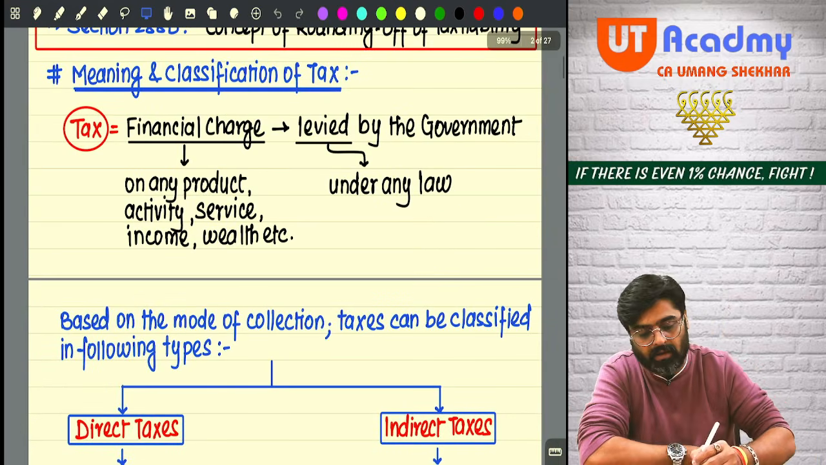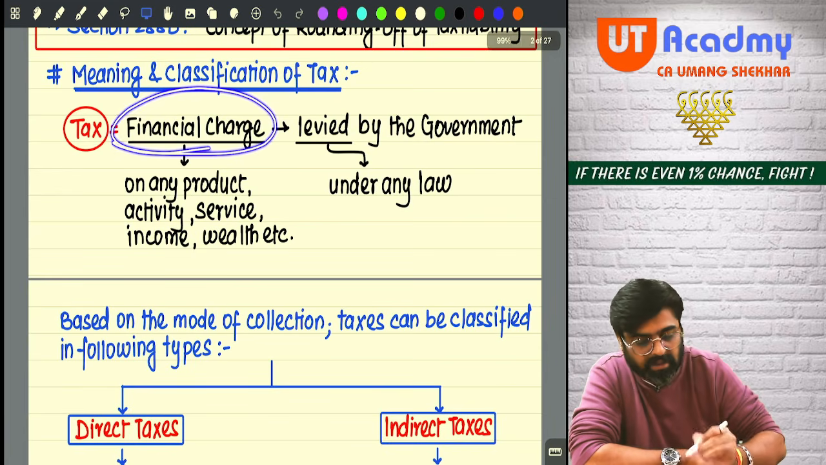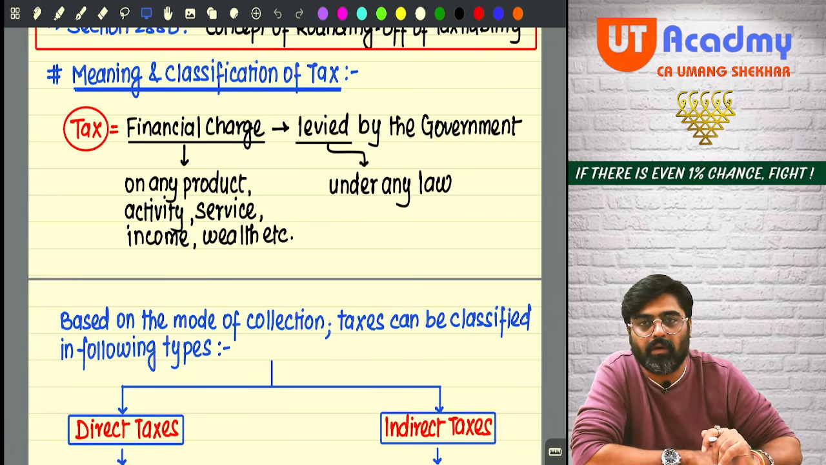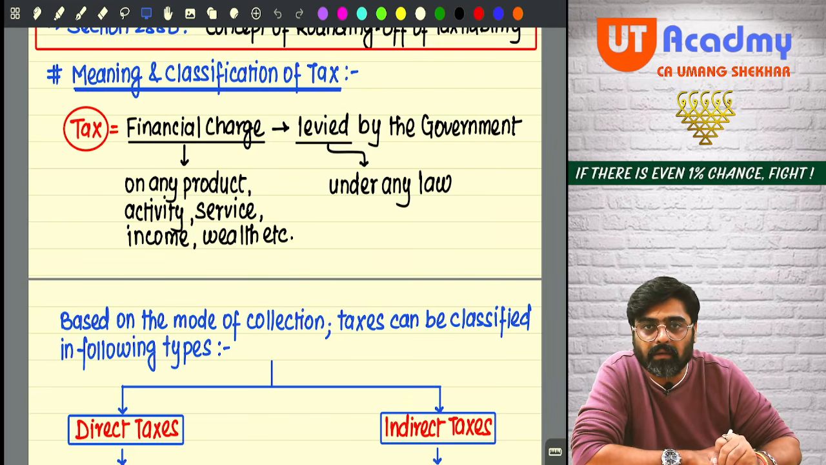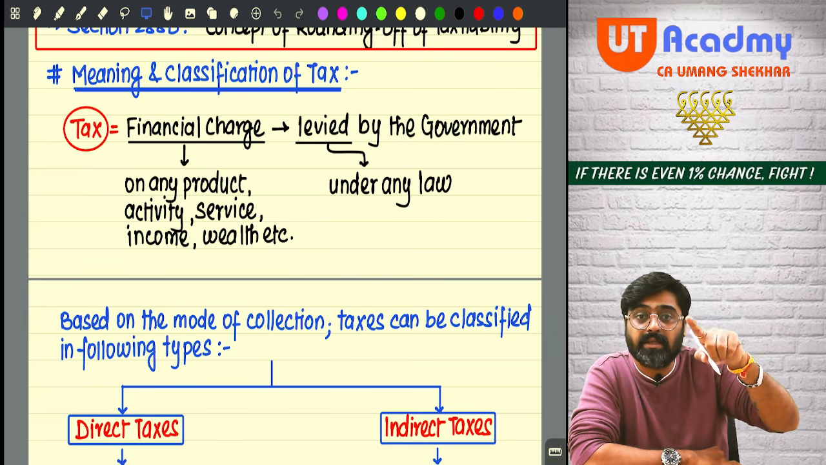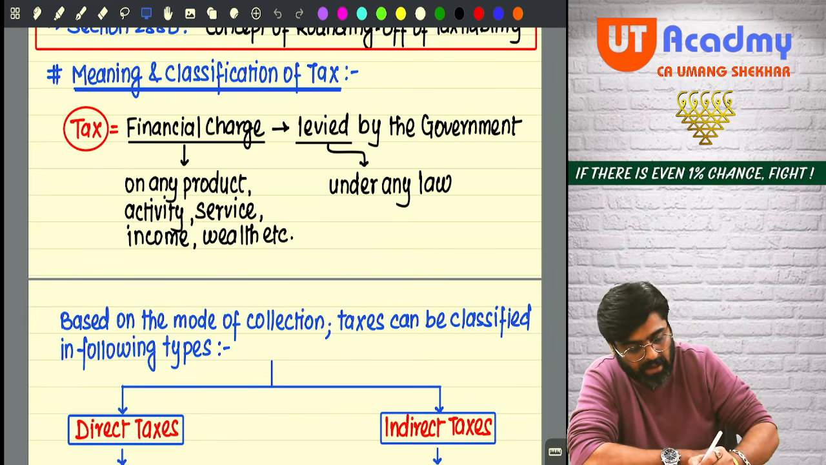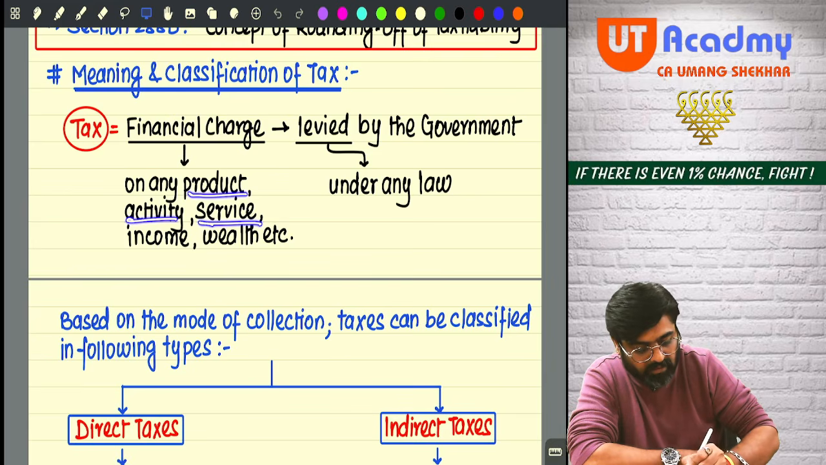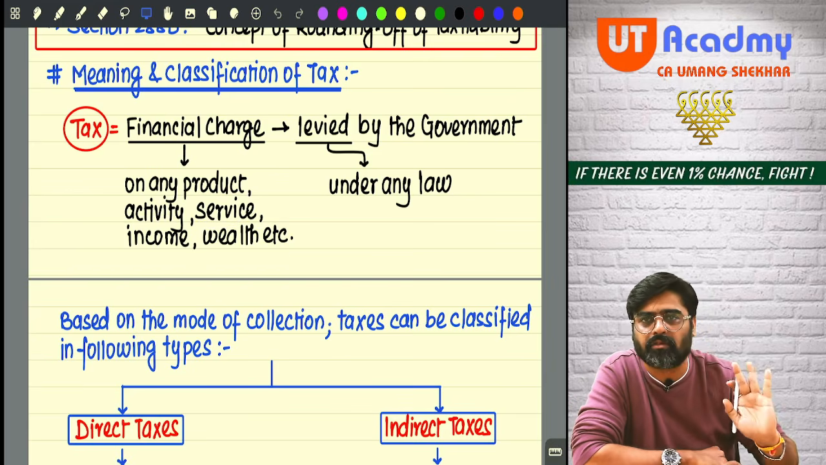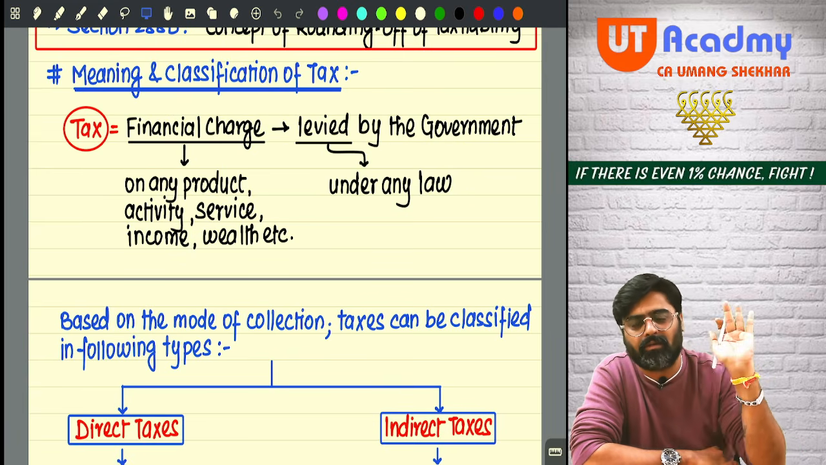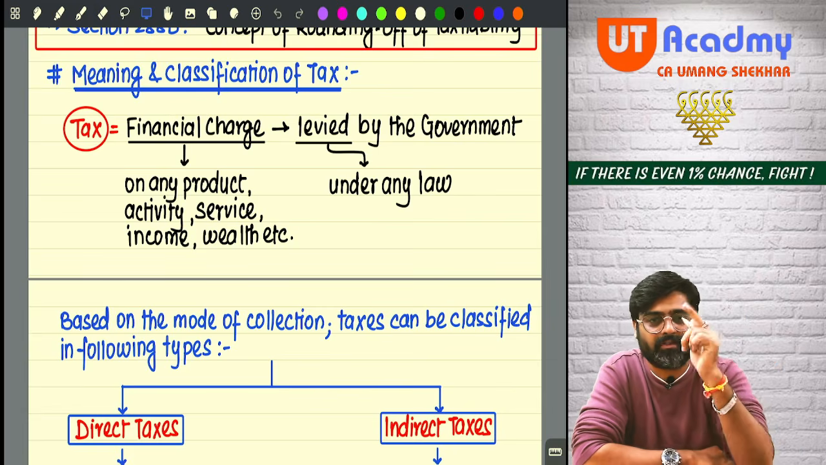So what is the meaning of tax? Did I tell you tax is a financial charge? Charge means levy. Financial charge by the government. And if it is a financial charge, it can be a financial charge on any product, any activity, any service, income, wealth, etcetera. It can be on n number of things. Right now, whatever you are seeing around you, except one thing.